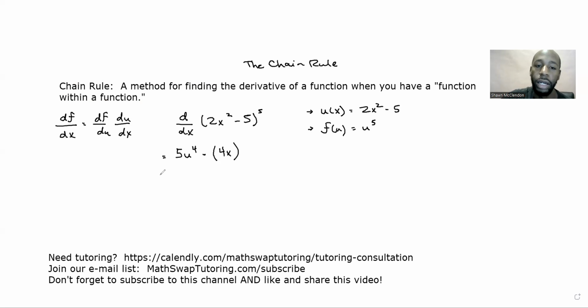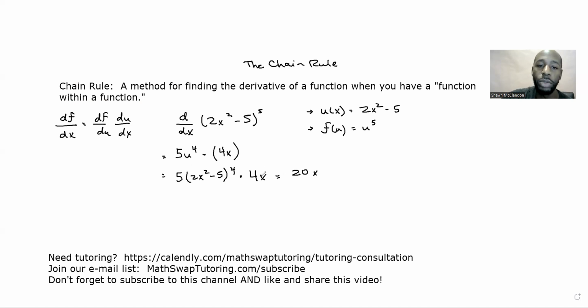Now what we do is substitute back in. What is u? u is that inside stuff. So let's substitute that back in. That's going to be equal to 5 times (2x squared minus 5) to the 4th power times 4x. Now let's bring it all together. So that's going to be 20x.